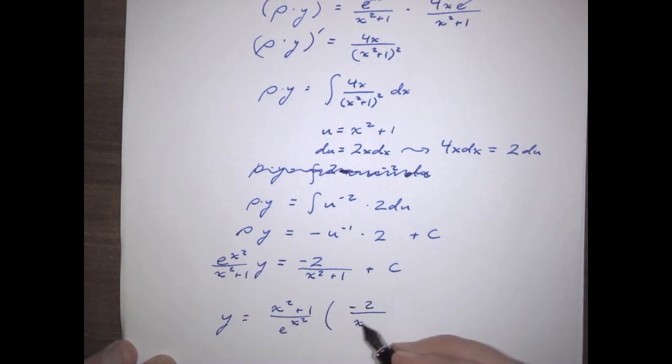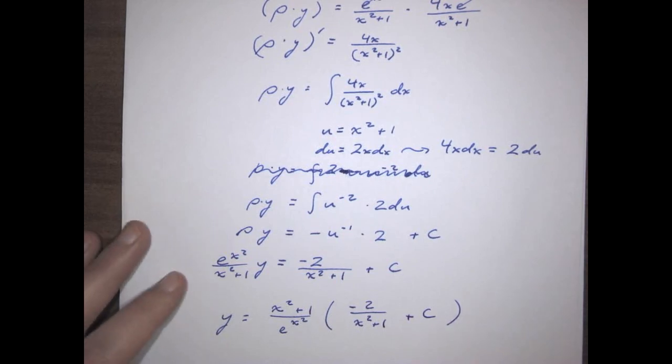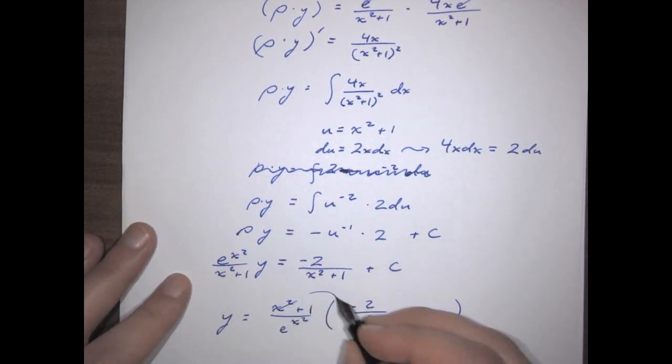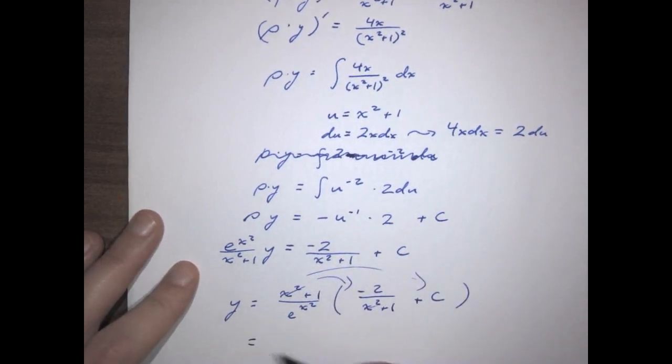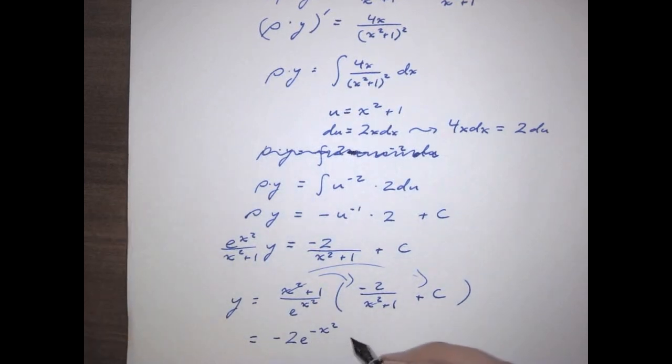Negative 2x squared plus 1 plus c. And when those multiply, they're going to cancel, but it's also going to distribute over here. And so we're going to end up with negative 2e to the negative x squared plus c times x squared plus 1 times e to the negative x squared.